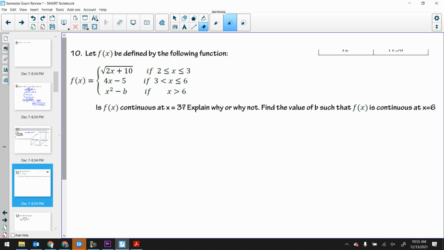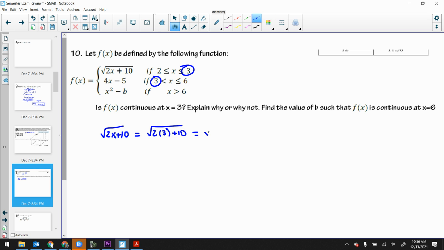Let's do 10 real quick. Is the function continuous at 3? That's what we're looking at here. What should I see if the function is continuous at 3? I should see that where this happens and where this happens should be equal, because there should be no gaps or breaks. All right, so let's see. The square root of 2x plus 10 is the square root of 2 times 3 plus 10. Let's see where that ends up. So 16, 4. If 4x minus 5, when I plug in 3, doesn't come out to be 4, it is discontinuous.